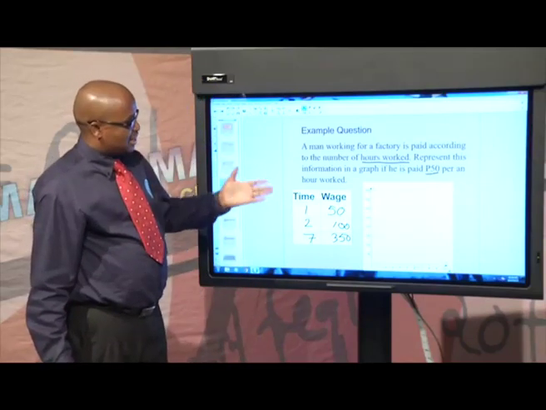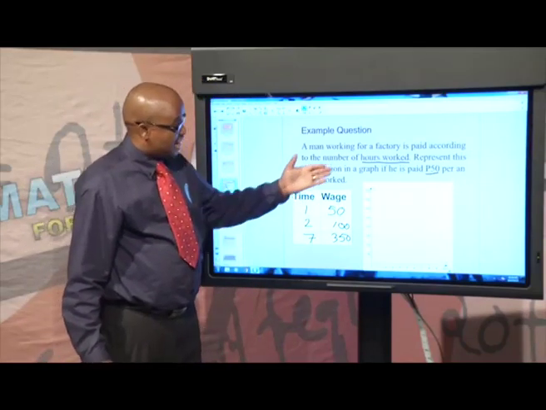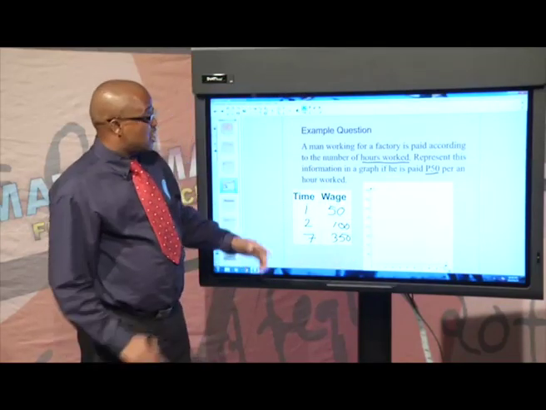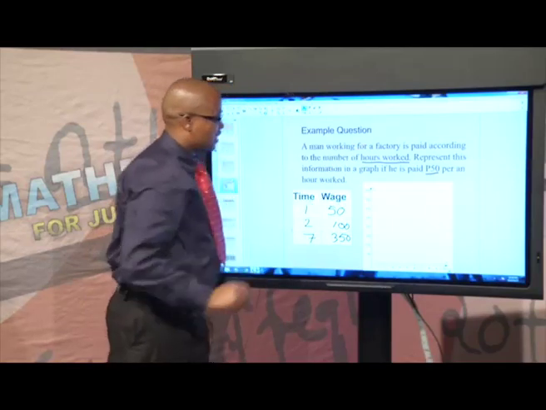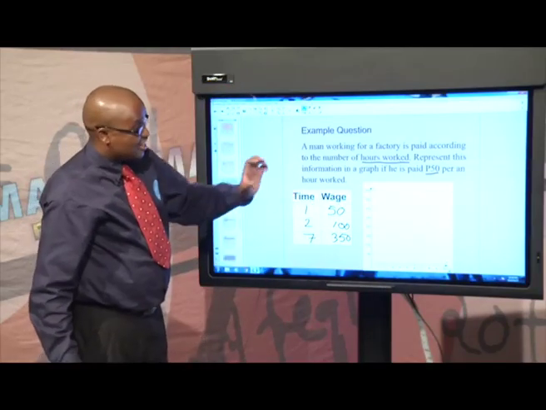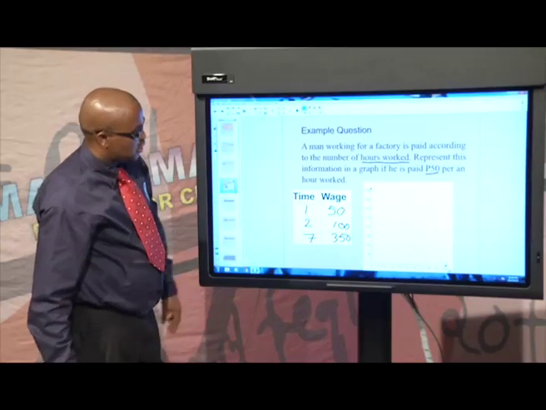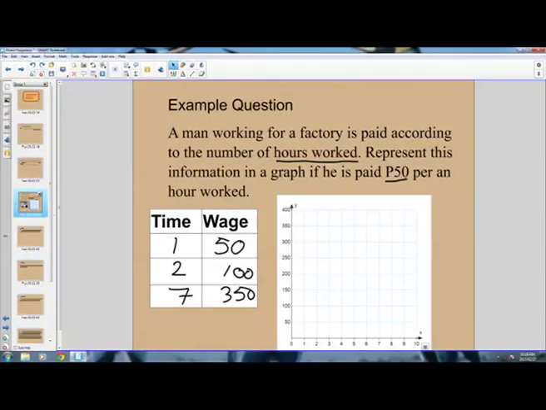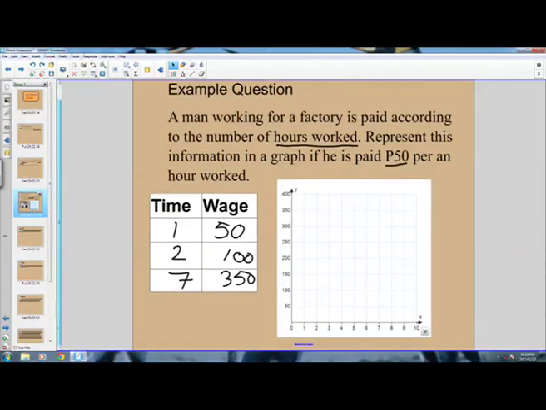Remember we said in direct proportion, as one quantity increases, the other one also increases. So we expect these quantities to be increasing at the same rate. Now let us graph this and check if there's an increase on the two parameters that we are having. The first point is 1, 50. So let us plot the point 1, 50. It's here. This is the point 1, 50.